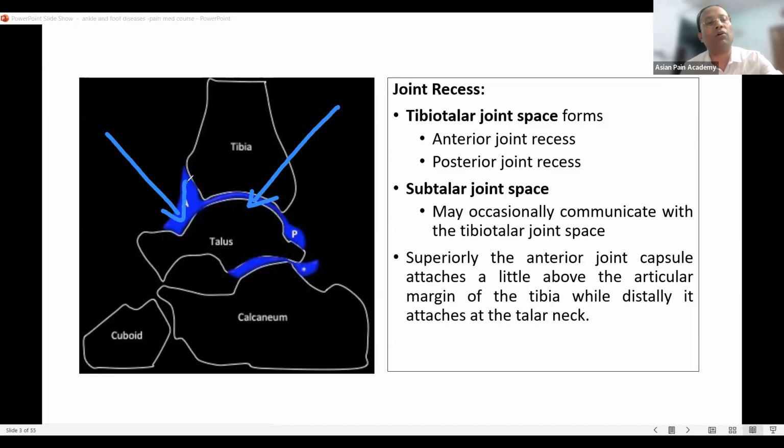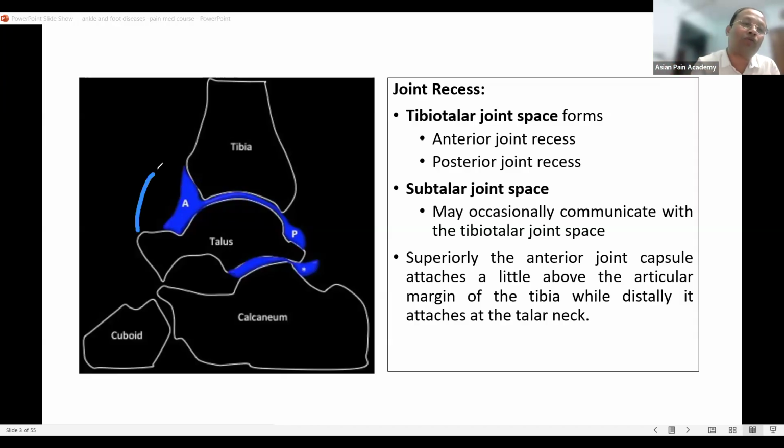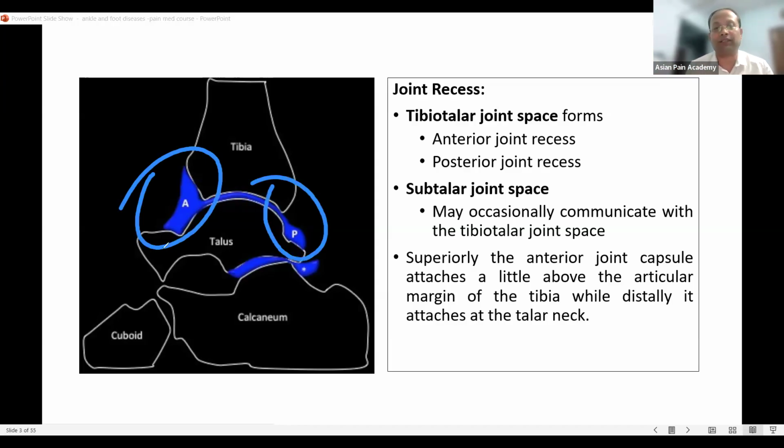Be it a shoulder joint or a knee joint, in most areas the recess is the area where we inject. And this is the area where we always look for any effusion if we suspect arthritis. So we will search the tibiotalar joint recess if we suspect tibiotalar joint arthritis. So how many recesses are there? There are two recesses. One is the anterior joint recess, one is the posterior joint recess.